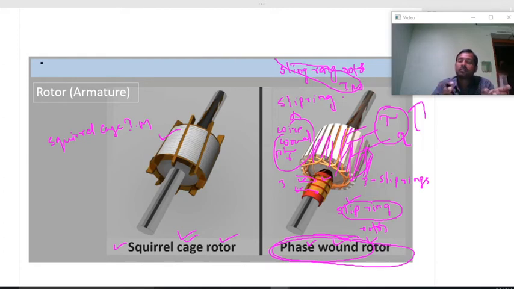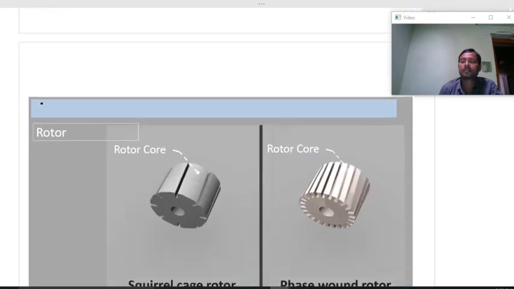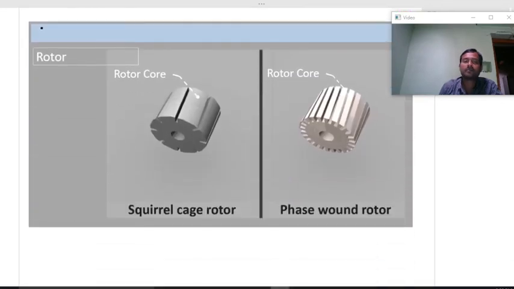Between these two rotors, the difference will be there, but the stator construction for both will be the same. Next, the squirrel cage is used for high speed applications, and this slip ring one is used for low speed applications and high starting torque applications. I will explain later why it is used for starting torque improvement, and I will compare both separately.